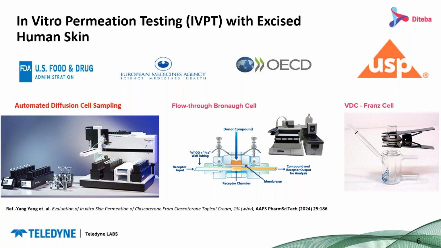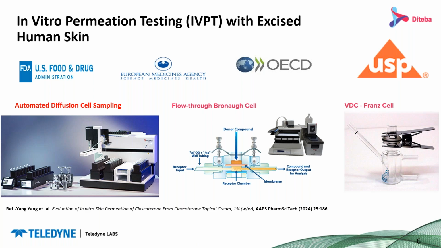As an example, we could use a recently published article about the IVPT of clascoterone topical creams. References are shown on the slides. Clascoterone, a steroidal anti-androgen used topically to treat acne, is unstable in aqueous solution at room temperature, quickly hydrolyzing. This instability poses significant challenges in accurately assessing the rate and extent of clascoterone permeation.